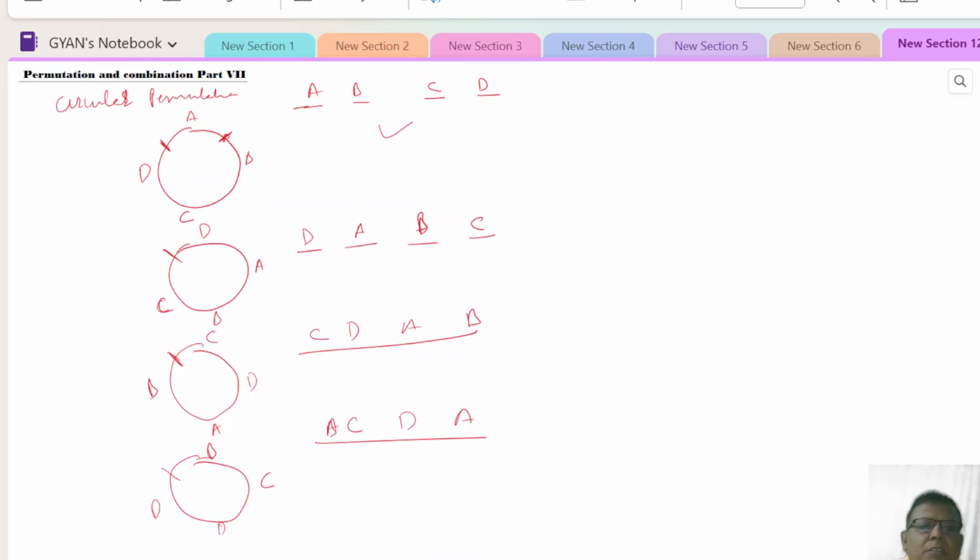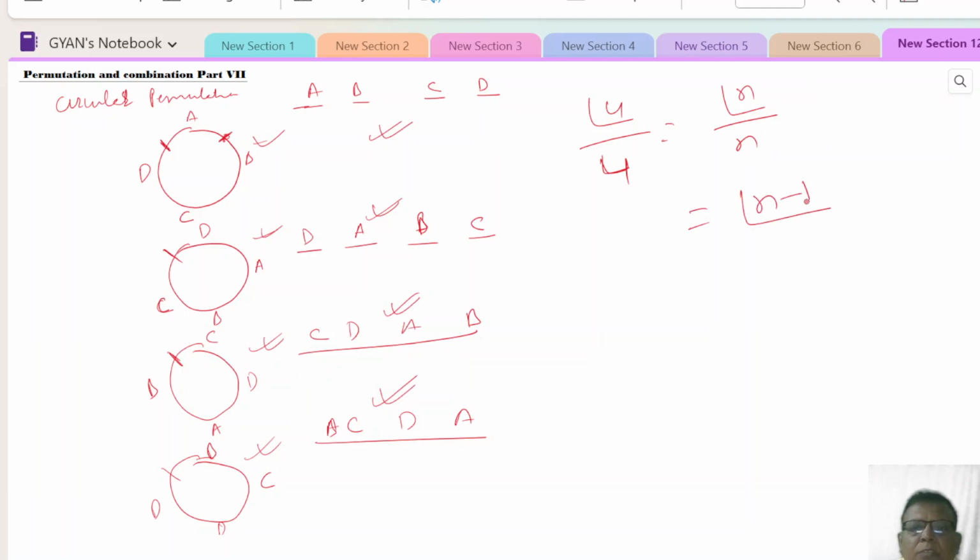all four are different. But in circular arrangement, all these are same. So if 4 persons are sitting, then we'll have to divide by 4. That means factorial 4 divided by 4. So if n persons are there, then n factorial divided by n, that will be factorial n minus 1. So in circular permutation, if n persons are sitting together, the number of arrangements will be factorial n minus 1.